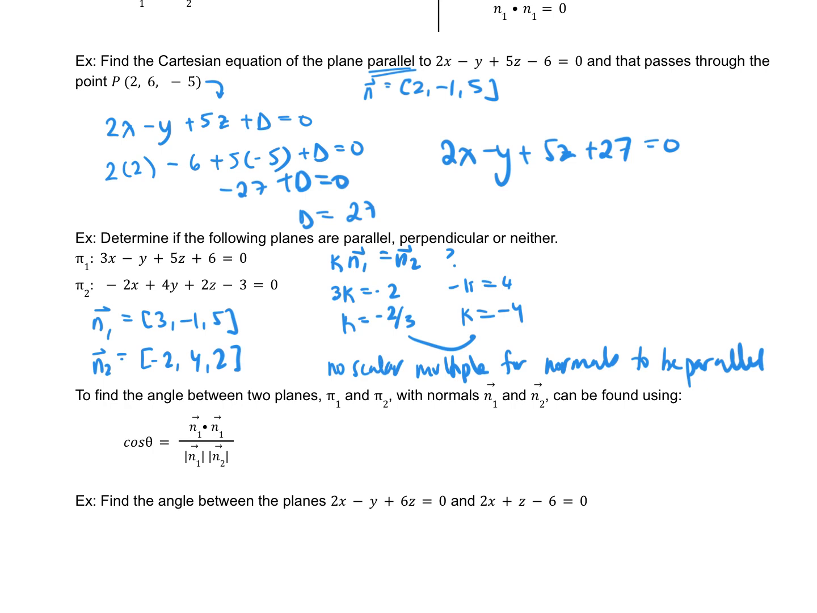All right, and then to test for perpendicular, I'm going to test the dot product. So n1 dot n2. Well, dot product, remember, we're going to multiply the x components, so -6, then the y components, so -4, and then the z, plus 10, and I got 0. And 0 for the dot product means our planes are perpendicular.